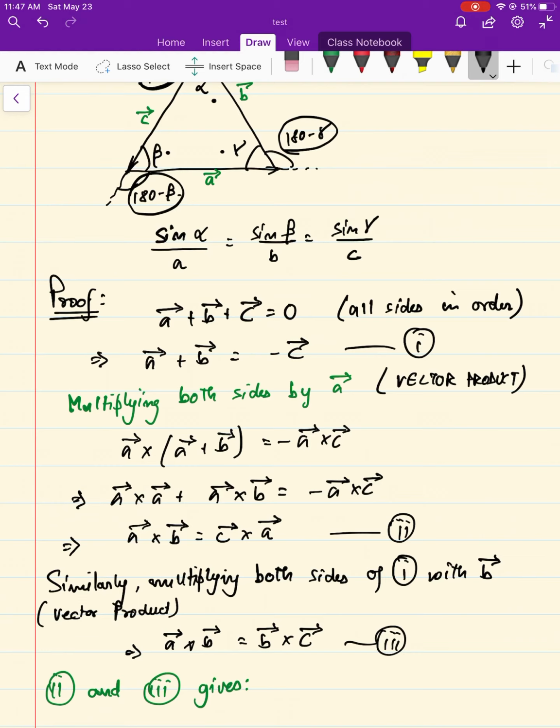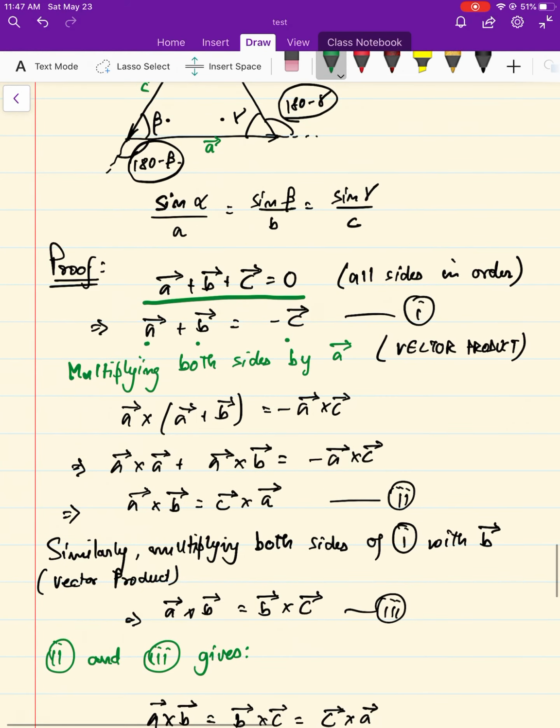So let's say that A plus B plus C is equal to 0, which means all sides are in order, and A plus B is equal to minus C, because I can shift the C to the other side. And then if I do a vector product of A on these two sides, we say that this identity is finally obtained. Once again, I would tell you to do this proof because this is a very simple one, but its understanding is really important. So A cross B is equal to C cross A, as you see from this identity.